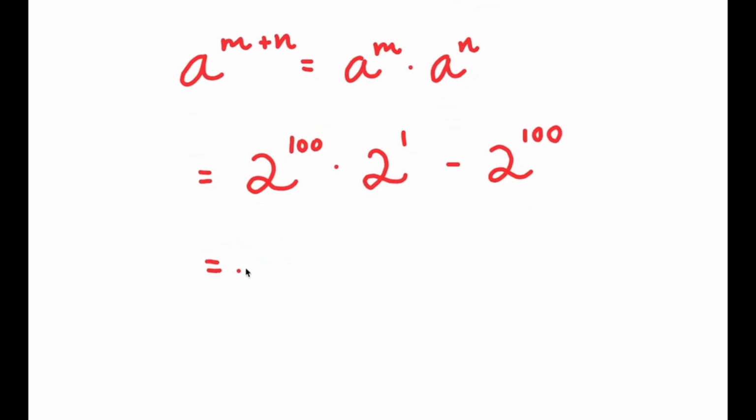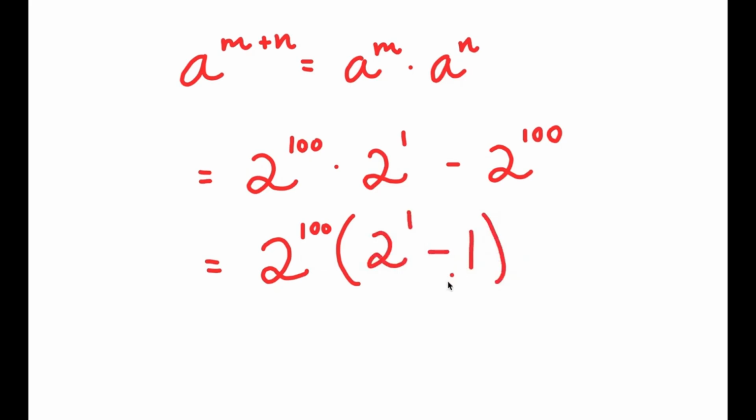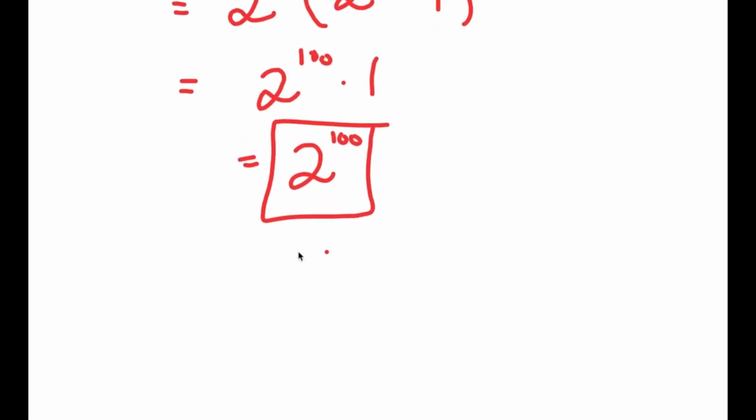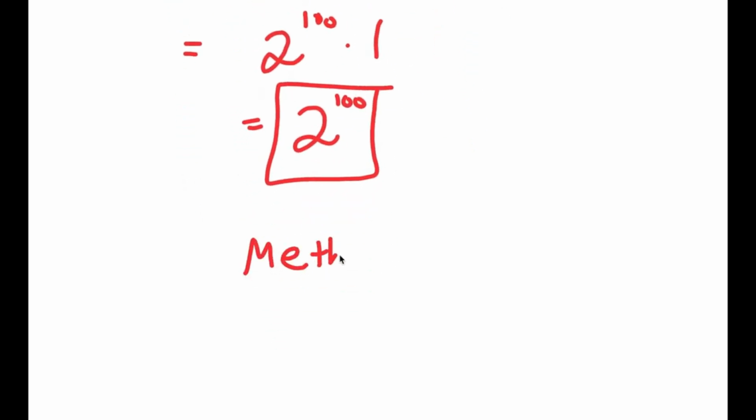Now from here, I can factor out 2 to the power of 100. So I get 2 to the power of 100 times 2 to the power of 1 minus 1. Now 2 to the power of 1 is equal to 2, and 2 minus 1 is 1, so I'm left with 2 to the power of 100 times 1, which is equal to 2 to the power of 100. Now, there is actually another method of solving this problem.